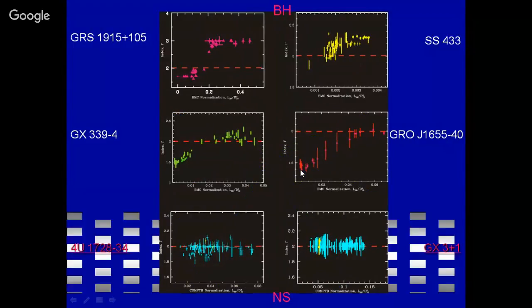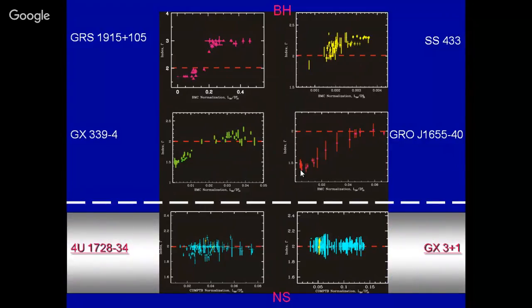So I don't want to explain this, now it's obvious for you. Now, illustration for black hole, you have index evolution. For neutron star, index is the same. This is observations.